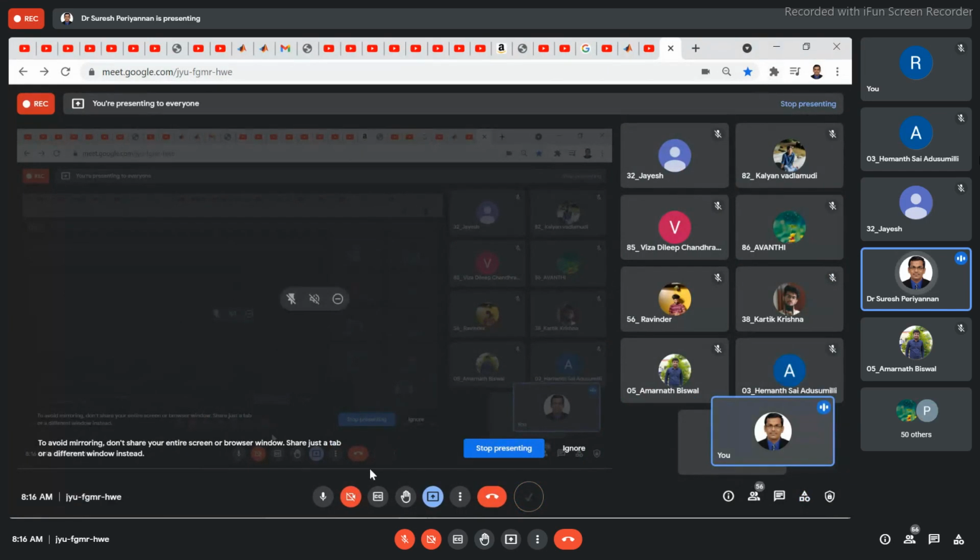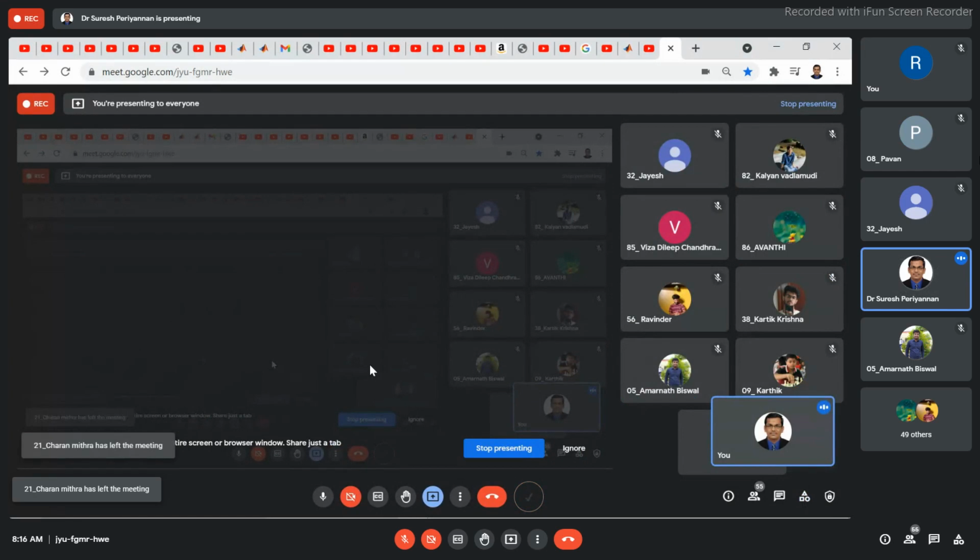I think the first minor is 12 marks. For minor two, maybe 10 or 12, based on the students' assignments. If all the assignments are similar, then I may reduce the assignment marks. If the assignments are somewhat different for each student, then I may give more marks. That is my intention. Okay.